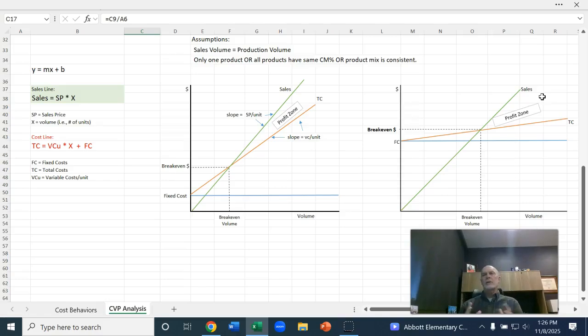So, using our understanding of cost behaviors, we can determine a break-even point. We can determine our profit at different levels of activity, and we can decide, okay, what is our expectation in terms of sales volume to determine whether or not we want to make a certain investment or whatever. So that is called CVP analysis, cost, volume, profit analysis.